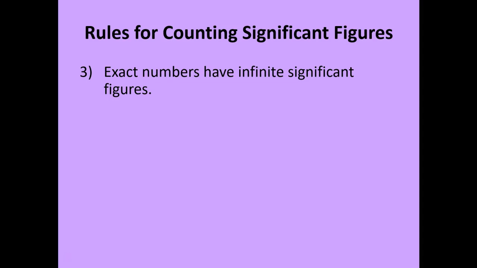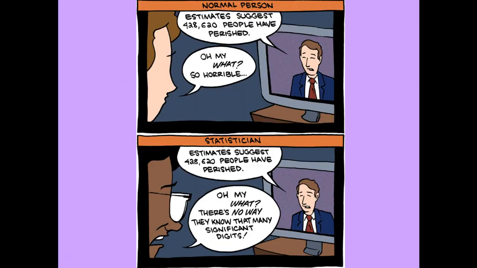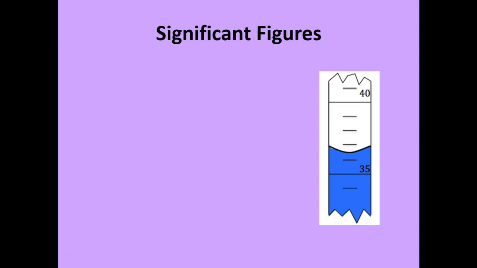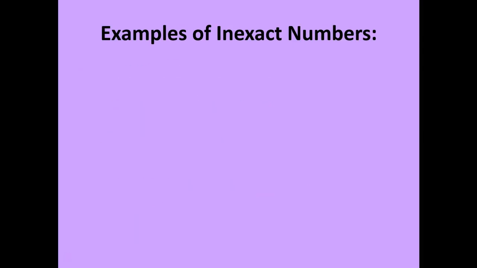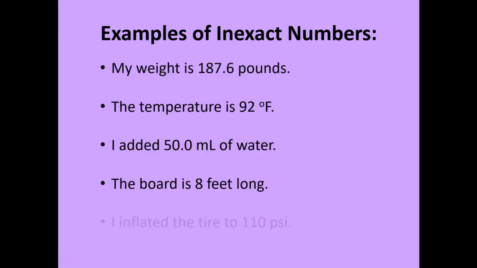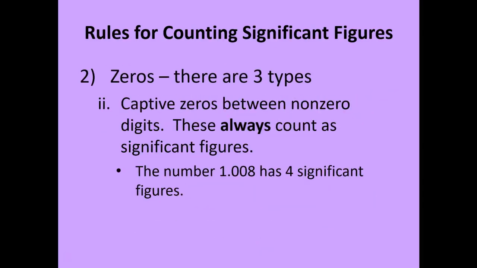And then exact numbers have infinite significant figures. So if I just back this up to where we gave some examples of exact numbers, 1 yard equals 3 feet. That's 3.000000 on out to infinity. Because it is exactly 3 feet and exactly 1 yard, it has infinite significant figures. Okay, let's get back.